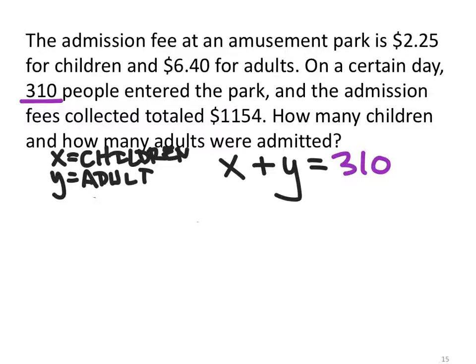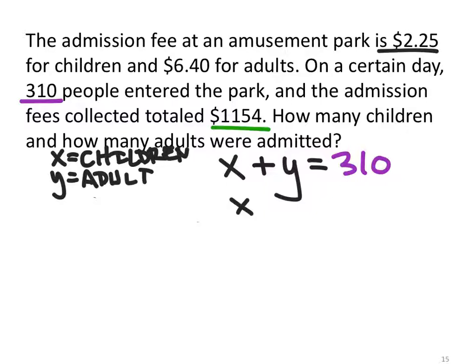The next equation is going to have to be based on the amount of money that they brought in on this, which of course is $1,154. So whatever total we get needs to equal this. But let's look at the children first. Okay, how much money did they bring in from the children's tickets?